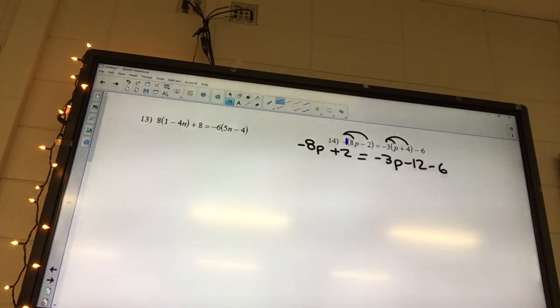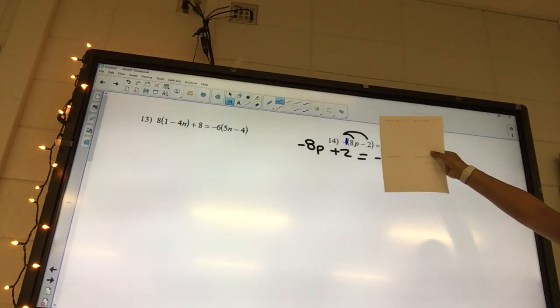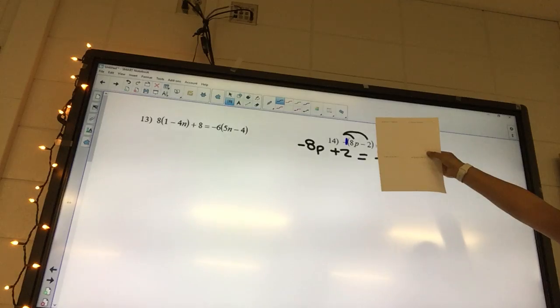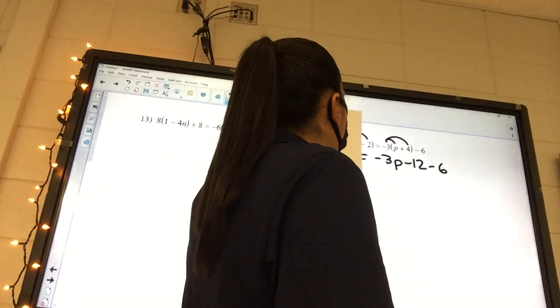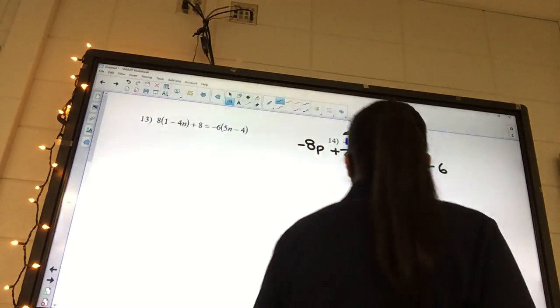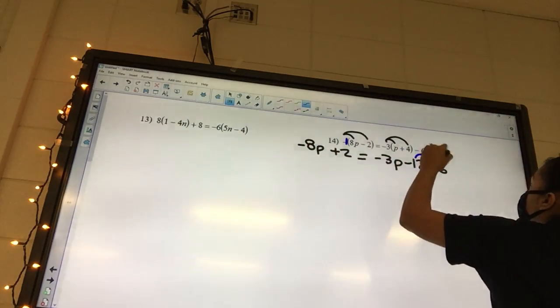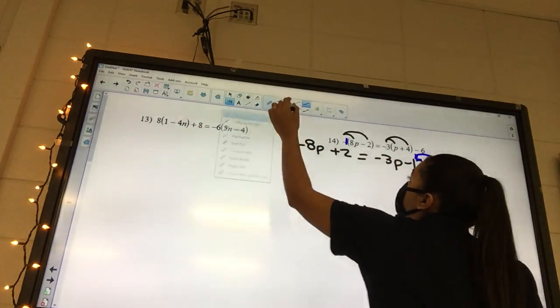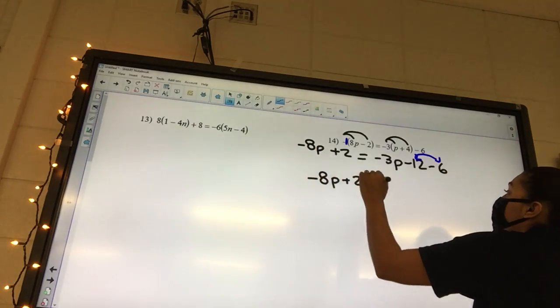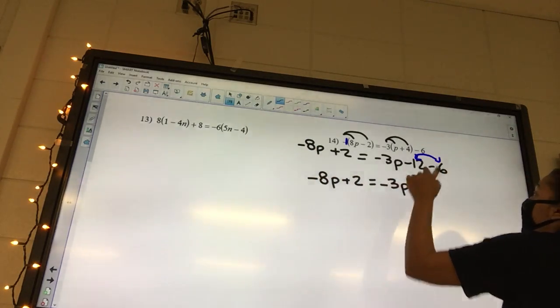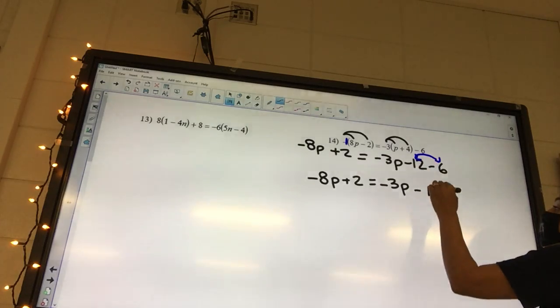What's our next step? Combine. Is there anything we can combine on this side? No. Let's look at this side. Is there anything we can combine? Yes, the 12 and a 6 give me what? 18. So I got negative 8p plus 2 equals negative 3p, and for these two we got negative 18.